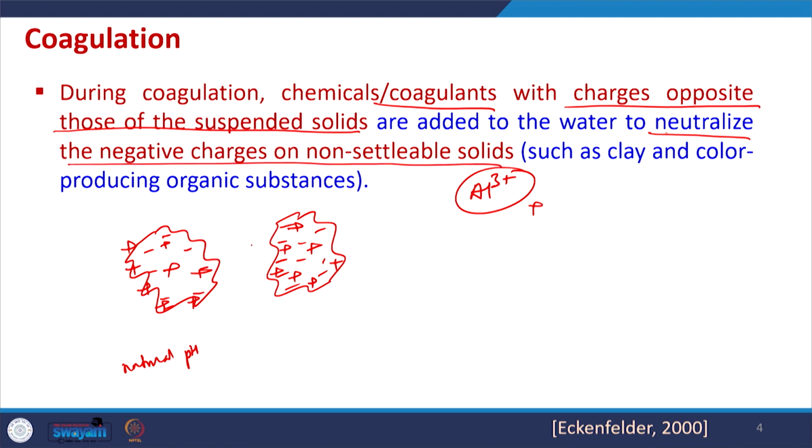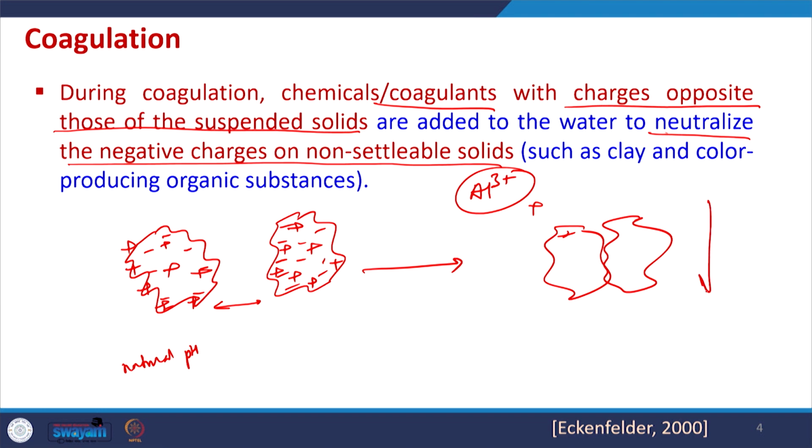Thus, since both are now neutral, if we can somehow force them to come together, then van der Waals force of attraction will come into the picture and they will form a bigger flock which will be combined together. And now since both are virtually neutral and their size has become greater, they have a lot of probability of settling down.